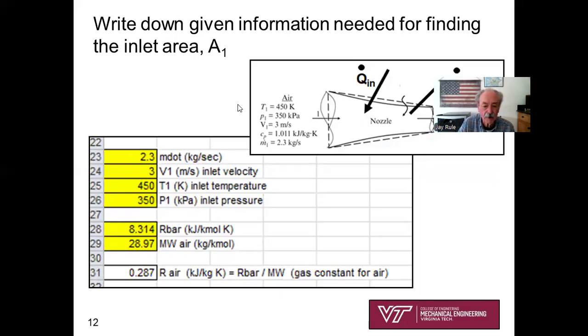All right, so now we're going to solve the numerics of this problem. Okay, we're going to write down part A. What is the inlet area? What's the inlet area? M dot equals rho AV.